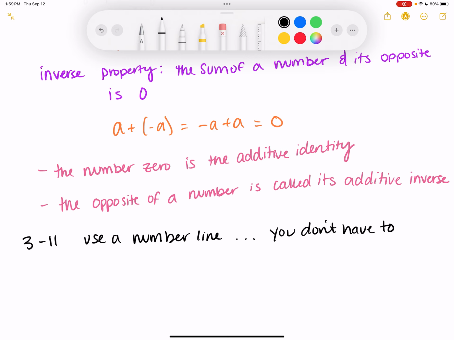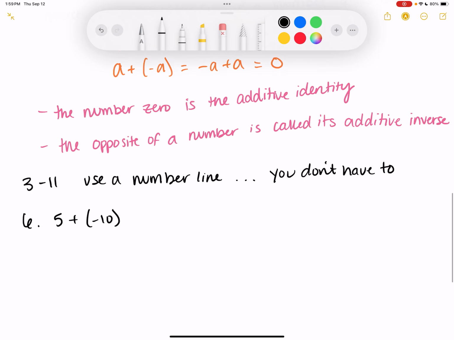I've got to start with number 6, 5 plus negative 10. Now, I'm sure that you can do that in your head and tell me that the answer is what? Negative 5. But I'm going to show you on a number line, so I'm going to draw one here for us.